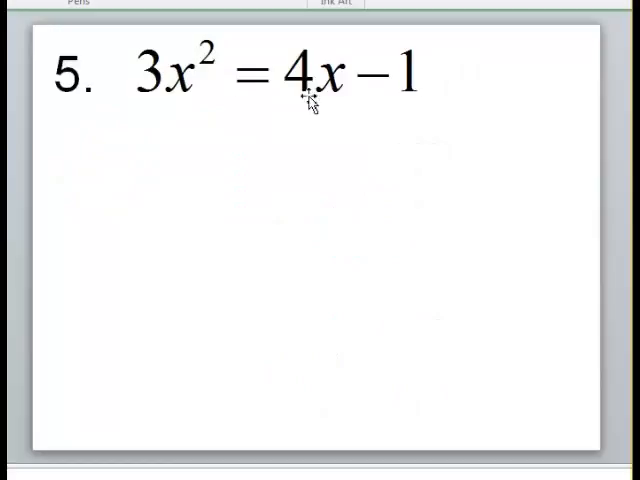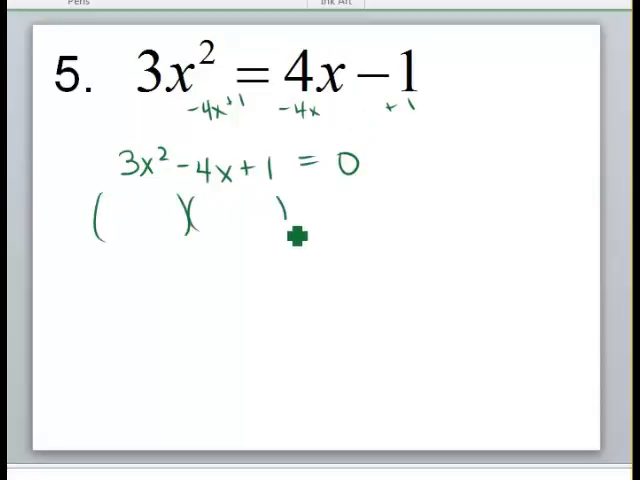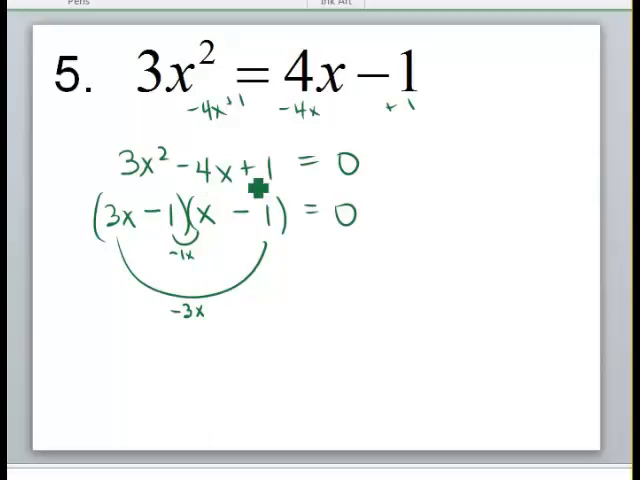My next problem, I don't have it set equal to 0, so I first have to solve and set equal to 0. So I'm going to minus 4x from both sides, and I'll add 1 to both sides. So I end up with 3x squared minus 4x plus 1 equals 0. Factoring the left-hand side, I get a 3x times an x is a 3x squared. 1 times 1 is 1. Check with the smiles. I need a negative 4, so I need a negative 1 and a negative 3. So both of those will be negative.